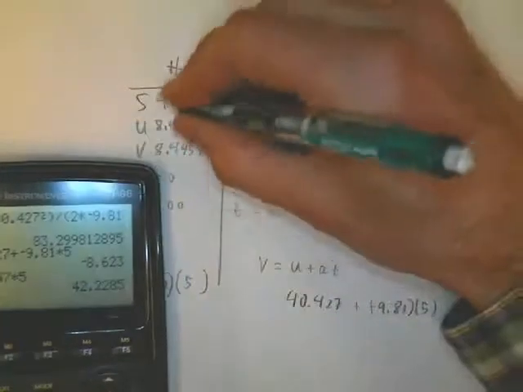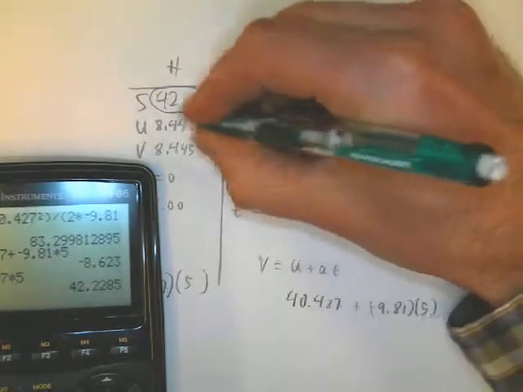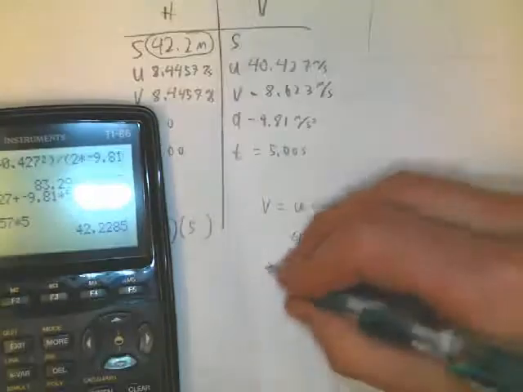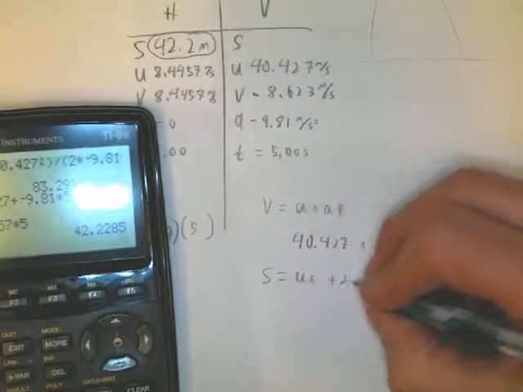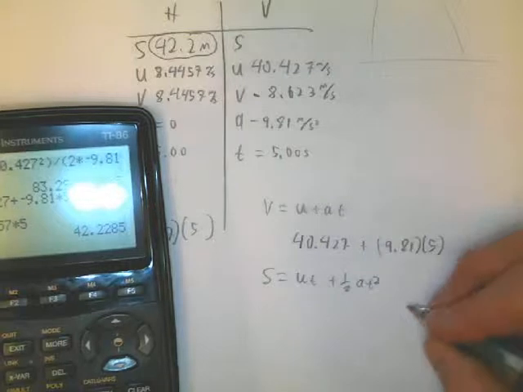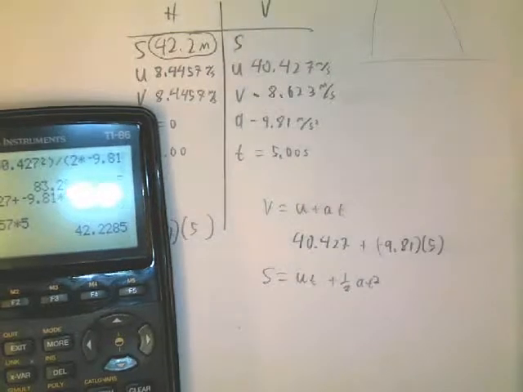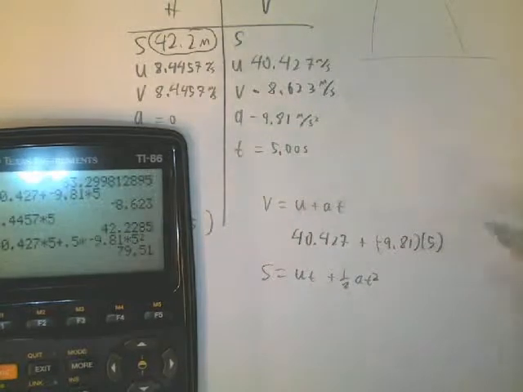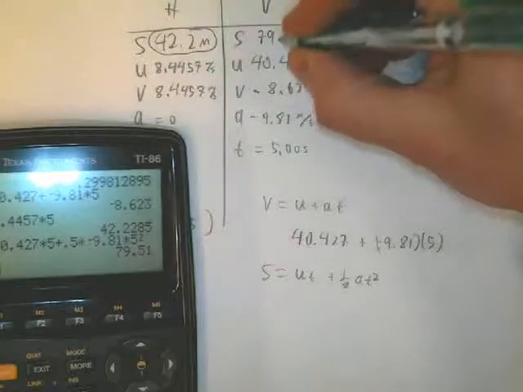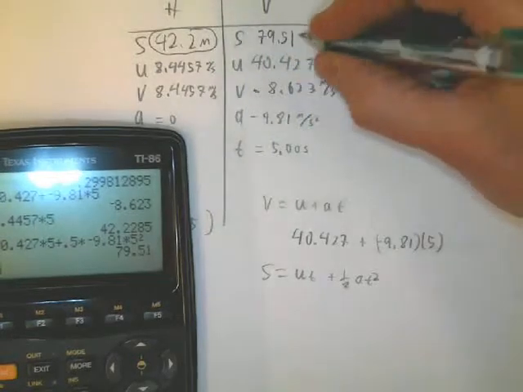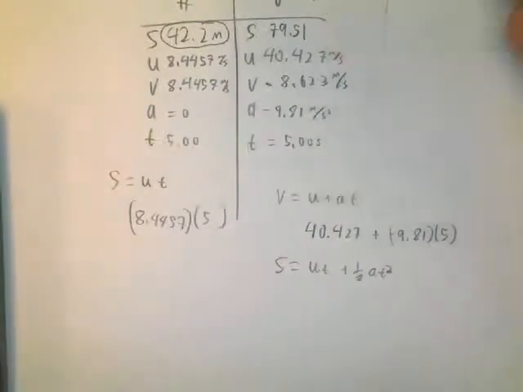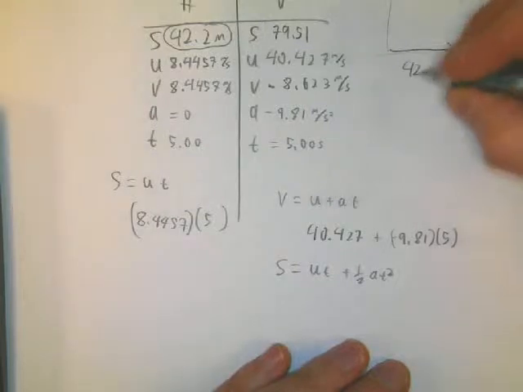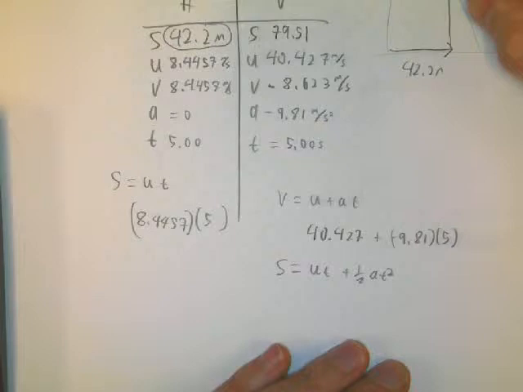Then our elevation, we can find by using S equals UT plus 1/2 AT squared, which looks like this on the calculator. There it is, 79.51. So there we go. This is our position. This thing is 42.2 meters over, and it's 79.5 meters up. That's where we are.